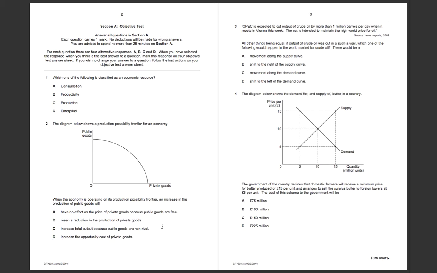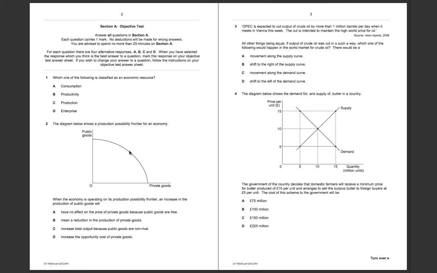Let's just quickly explain why C and D are not correct. So C, increased total output because public goods are non-rival. Remember, an increase in total output would be shown by a shift outwards of the production possibility frontier. And this would be because there's more resources available, or resources have improved. Or D, increased opportunity cost of private goods. Well, the production possibility frontier shows all of the different opportunity costs anyway, so there hasn't been an increase in the opportunity cost of private goods.